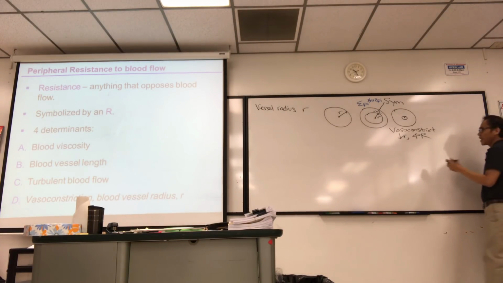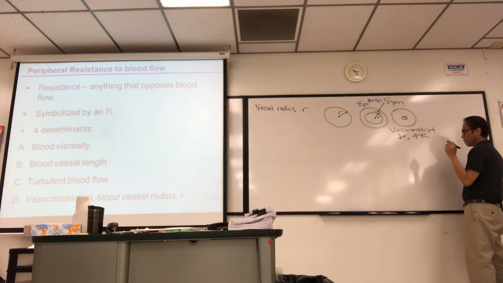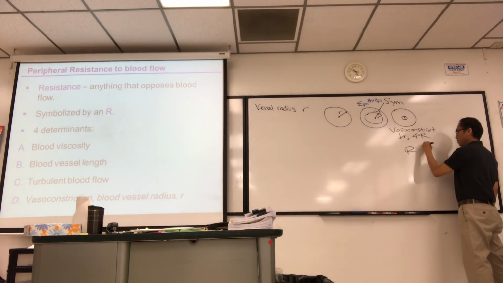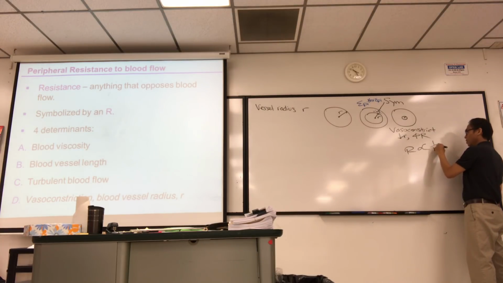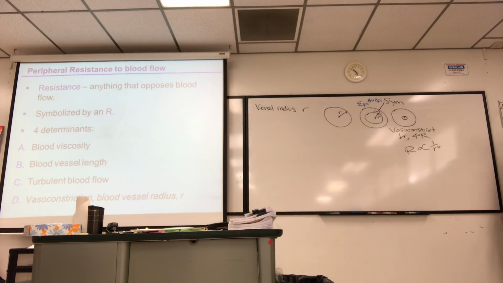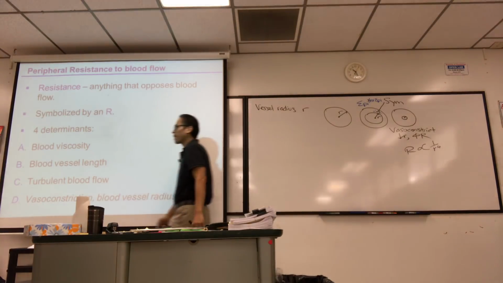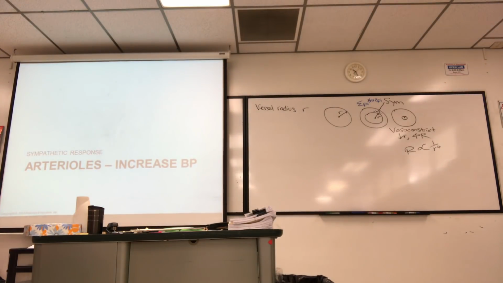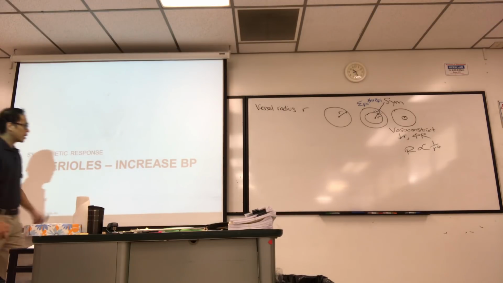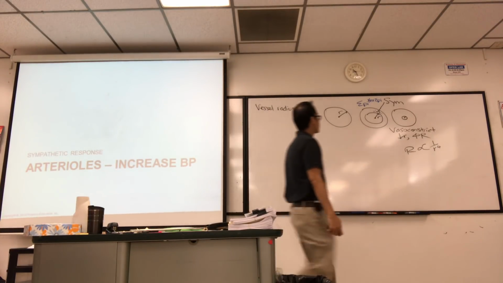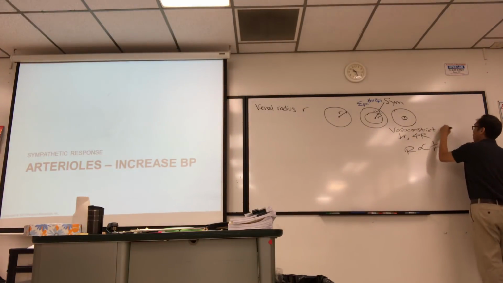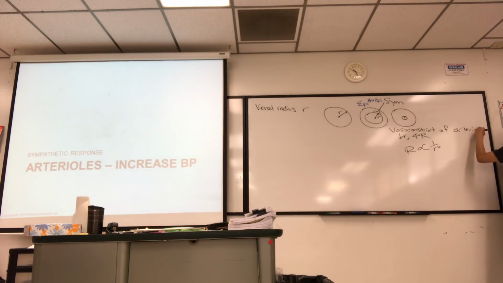Okay, so what you have to understand is the relationship. It's inversely proportional. If you affect the radius just a little bit, it affects the resistance to the fourth power. Now the arterioles are the resistance vessels, and they help increase the BP the most. So vasoconstriction of arterioles really increases the BP.